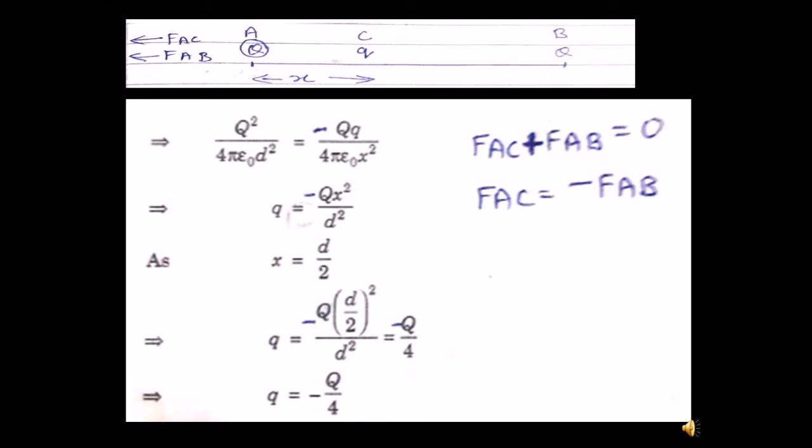Now in this equation we have two unknowns, small q and x. But x we have already solved in the previous sheet as d by 2. So x equal to d by 2 we have to substitute here to get small q. So the small q answer is minus capital Q by 4. So this is the magnitude of small q which was required.